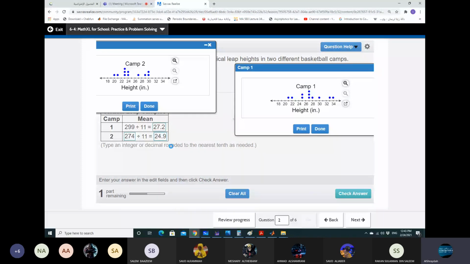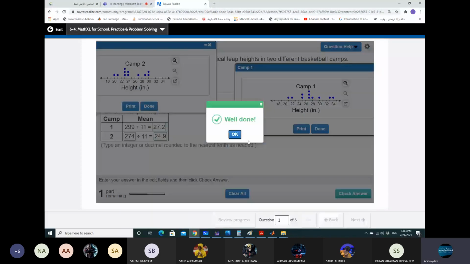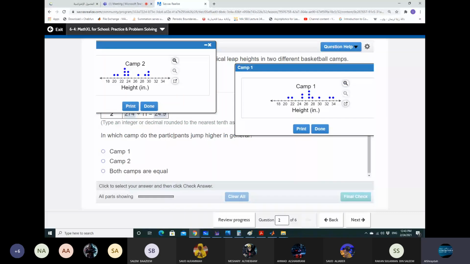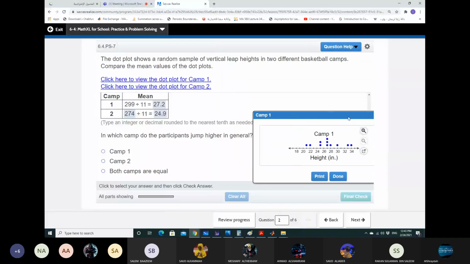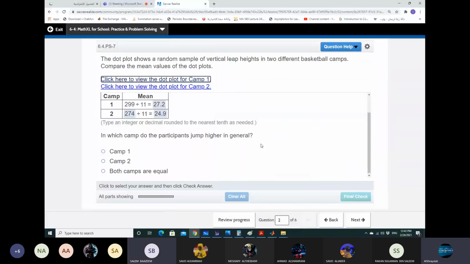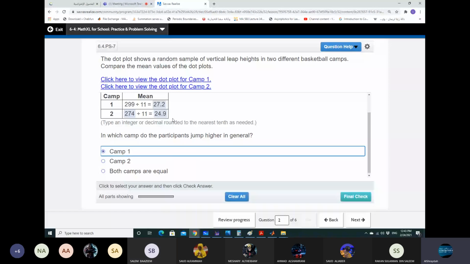Excellent. Okay. Do you understand it? It's easy. So, in which camp do the participants jump higher? What do you think? We answered the question. Camp one? Excellent, because the mean is more. Camp one. Excellent.